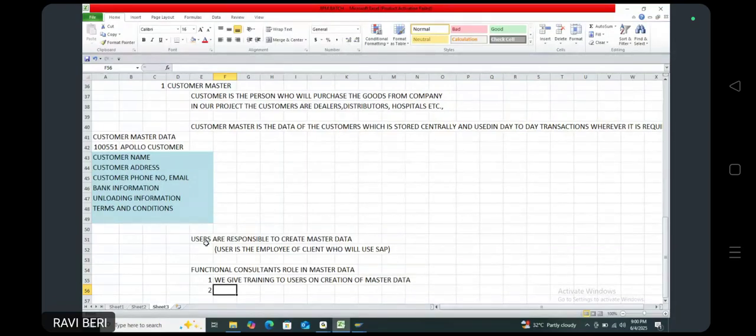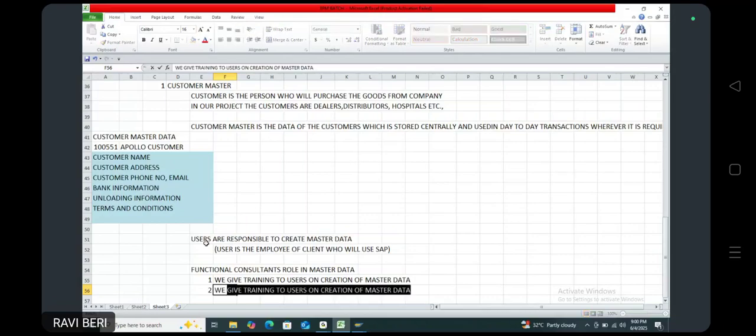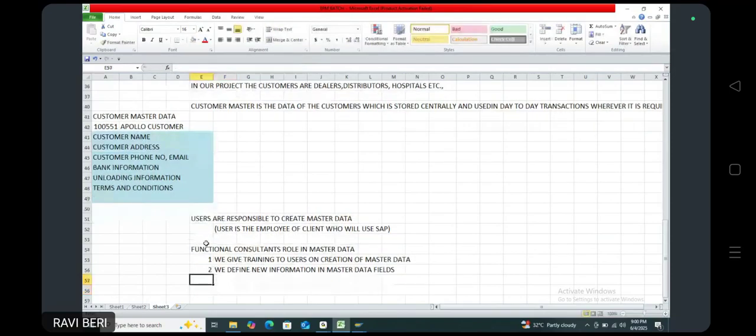Next, we define new information in master data fields. When we create customer master, I'll show you. In master data, we have fields. If client is asking new information in that field, then we have to define that new information in master data fields.